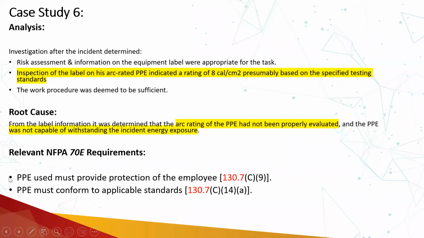Relevant NFPA 70E requirement: the PPE used must provide protection to the employee. The PPE must conform to the applicable standard. These are the requirements of NFPA 70E, and they basically fall under the employer's responsibility to provide personal protective equipment to their employees which is tested at a certain level. So they are tested against a certain standard which fulfills the requirements of NFPA 70E.